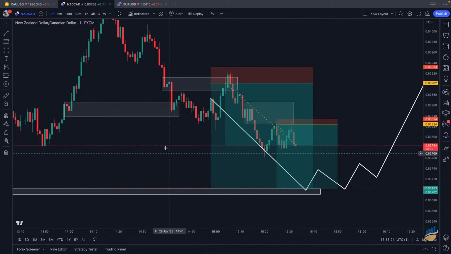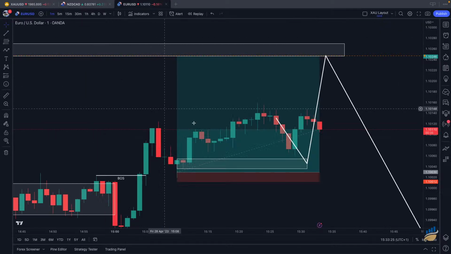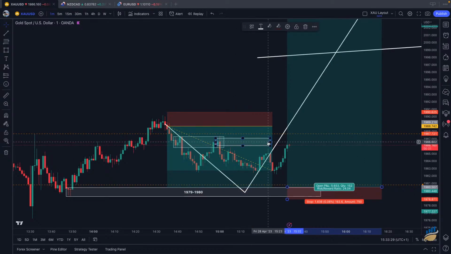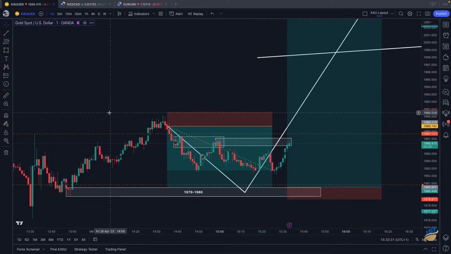But this trade is doing very well as well. It's like 5RR. This trade is playing out perfectly, and it's tapping into this. See what happens.